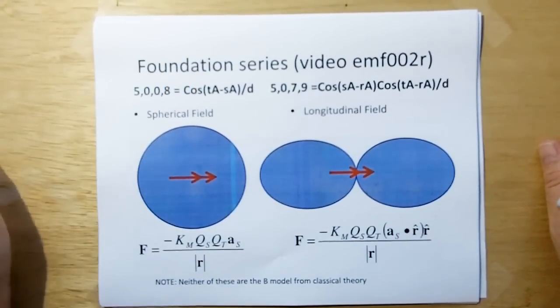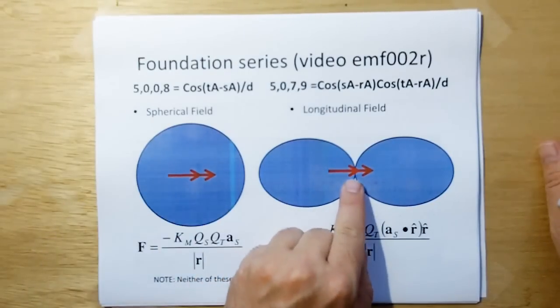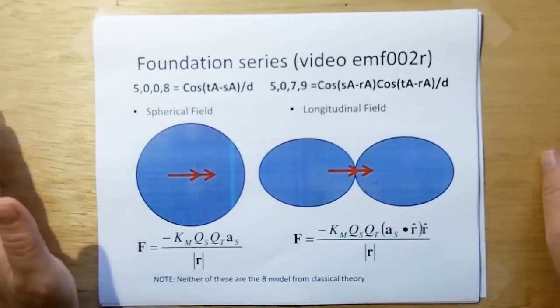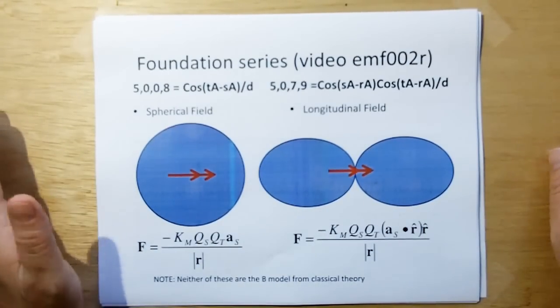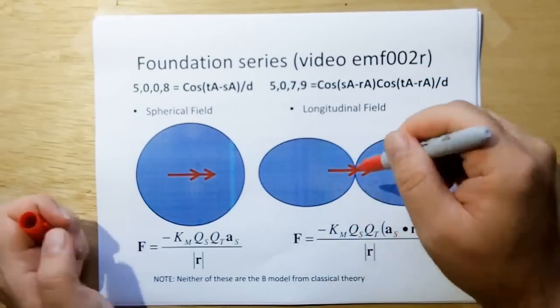5008 is a spherical field about an accelerating charge. That's what the double arrow means. Where 5079 is a longitudinal field. It's in line with the accelerating charge. Neither of these are the B model from classical theory, which would be a field model which is transverse to a charge.